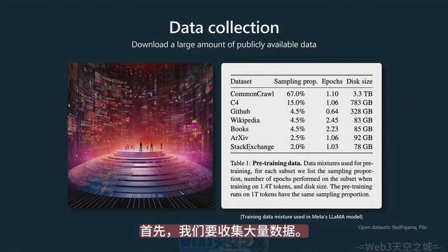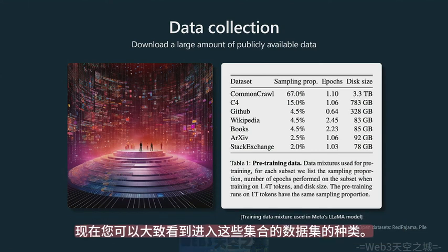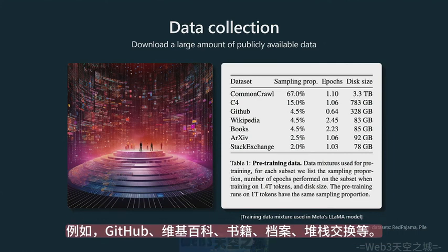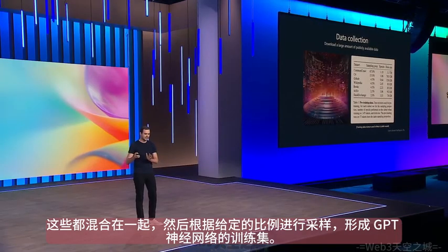First, we're going to gather a large amount of data. Here's an example of what we call a data mixture that comes from this paper that was released by Meta, where they released this Llama base model. Now, you can see roughly the kinds of data sets that enter into these collections. So we have Common Crawl, which is just a web scrape, C4, which is also Common Crawl, and then some high-quality data sets as well. So, for example, GitHub, Wikipedia, books, arXiv, Stack Exchange, and so on. These are all mixed up together, and then they are sampled according to some given proportions, and that forms the training set for the neural net, for the GPT.